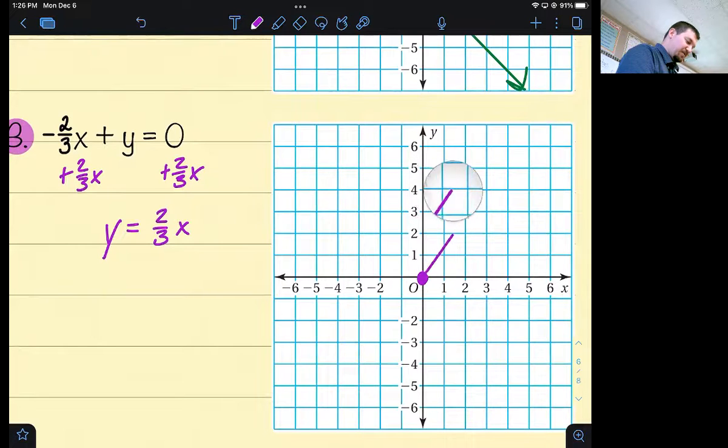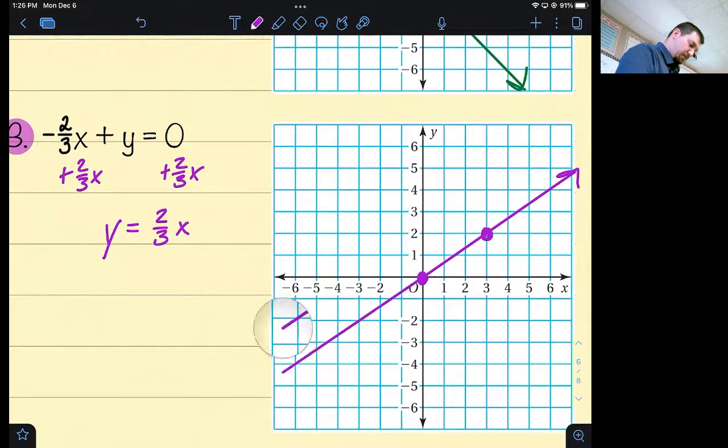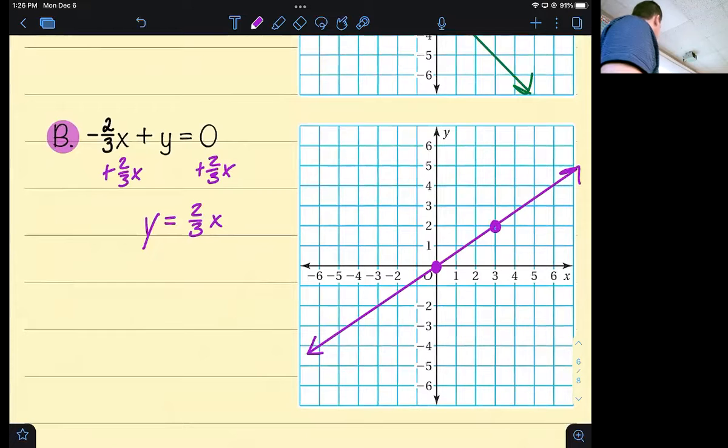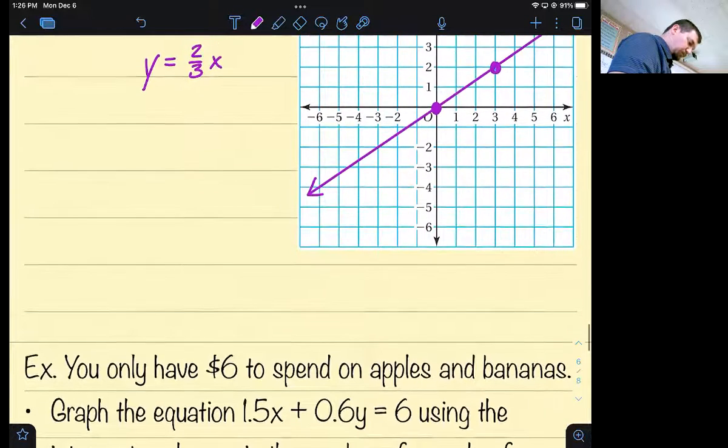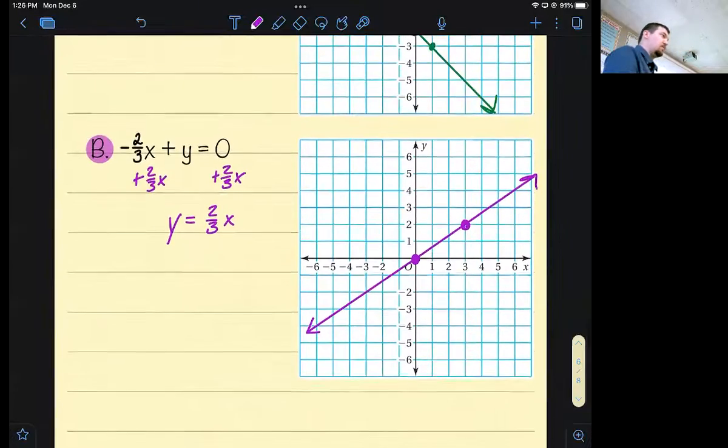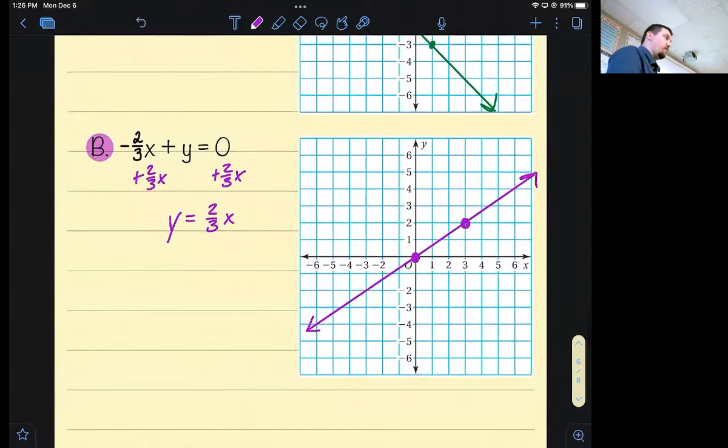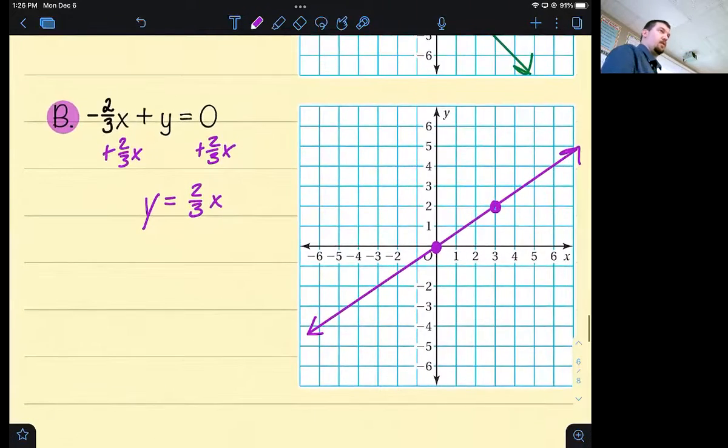So rise 2, run 3, and we're going to go all the way through that point. Go down 2 and left 3 and all the way through that point. There we are. Questions so far? When we're done, I'll pull up the homework and I'll show you exactly the one I was referring to that doesn't have a good x-intercept.